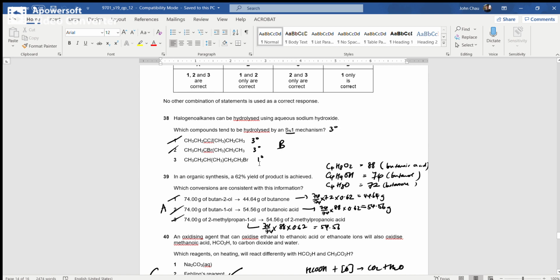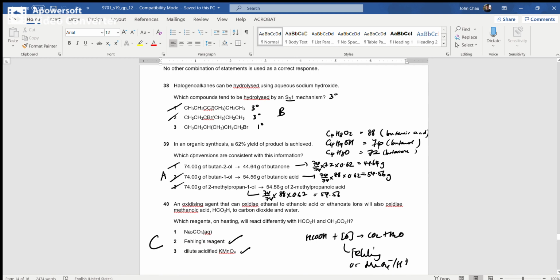And 39. In an organic synthesis, a 62% yield of product is achieved. Which conversions are consistent with this information? I think we calculate the Mr of butan-2-ol, butan-1-ol, and 2-methylpropan-1-ol, and also butanol, butanoic acid, and 2-methylpropanoic acid. They are isomers, so they should have the same mass.